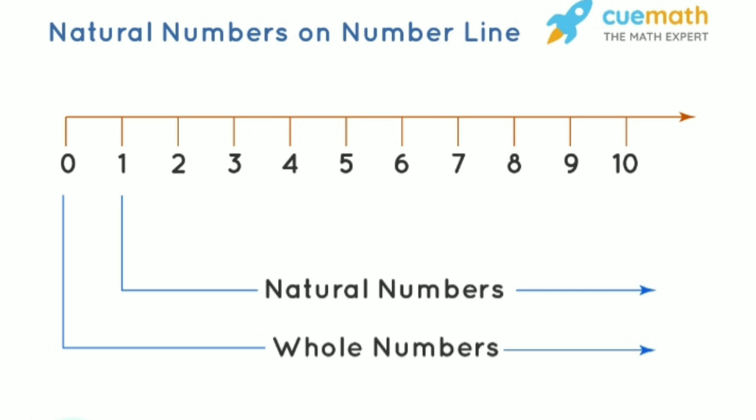This set of natural numbers and whole numbers can be shown on the number line as given. All the positive integers, or the integers on the right-hand side of 0, represent the natural numbers, whereas all the positive integers along with 0 represent the whole numbers.